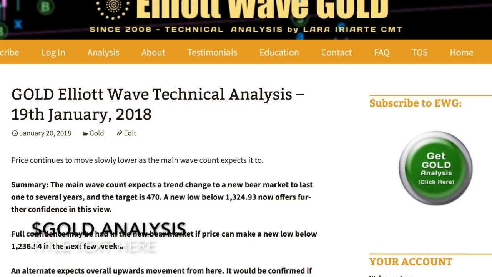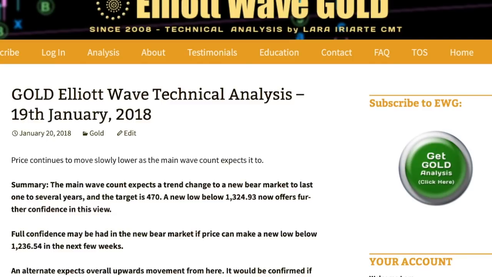The main wave count still expects we've had a trend change, we've got downward movement and it should increase in momentum next week. I've got two alternates at the weekly chart level. One of them expects that this last few days of downward sideways movement is just a correction within an ongoing upward trend, and that is favoured at the end of the week by classic technical analysis.